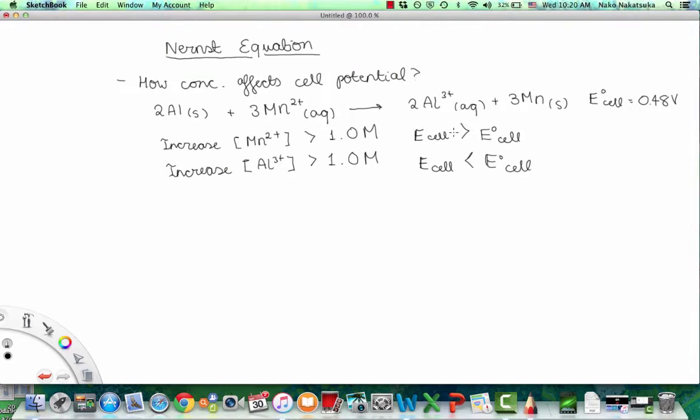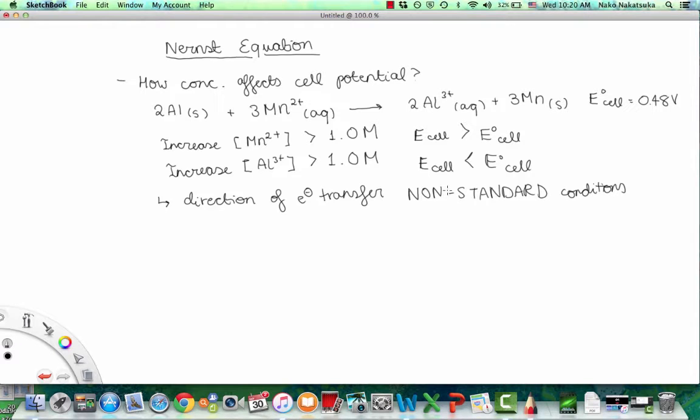So from here, to quantitatively determine the direction of electron transfer under non-standard conditions, we have to use the Nernst equation. So basically, direction of electron transfer under non-standard conditions. So let me derive this equation for you.